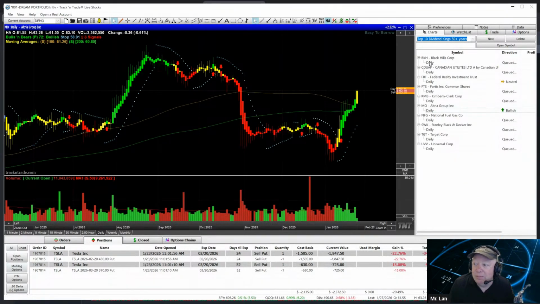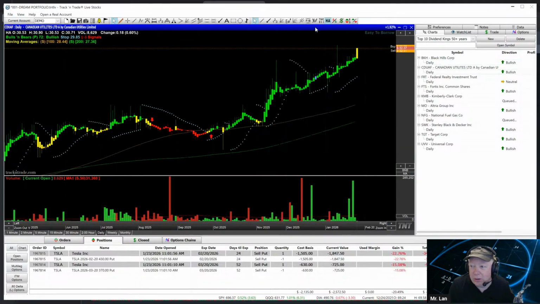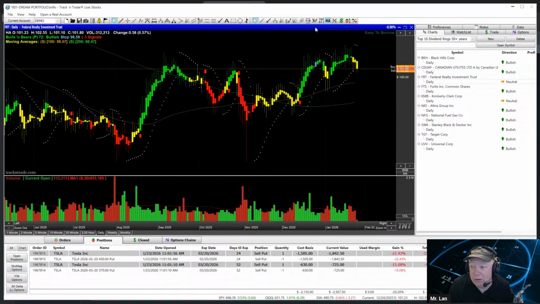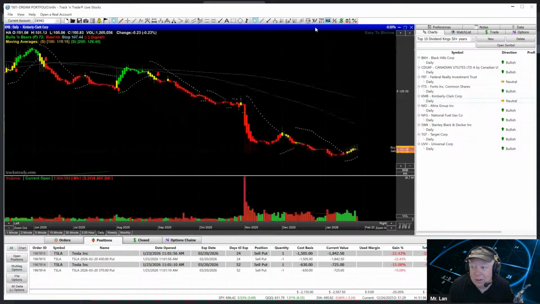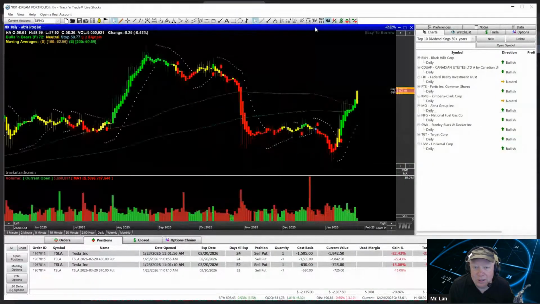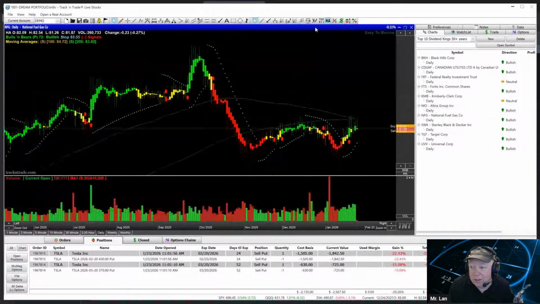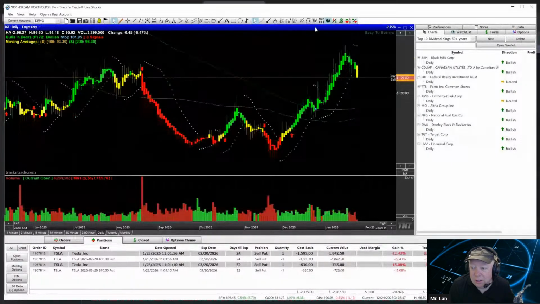So we got Black Hills Corporation. Look at that baby going to the moon. Should have bought it back here, right? All right. So now as you kind of rotate down through these, you can see there's the Canadian Utilities. There's Federal Realty. There's Fortress Inc. There's Kimberly-Clark. Whew, that's a nasty fall from grace, isn't it? There's Altera. That's the one we just looked at. There's NFG, SWK. There's Target, UVV.